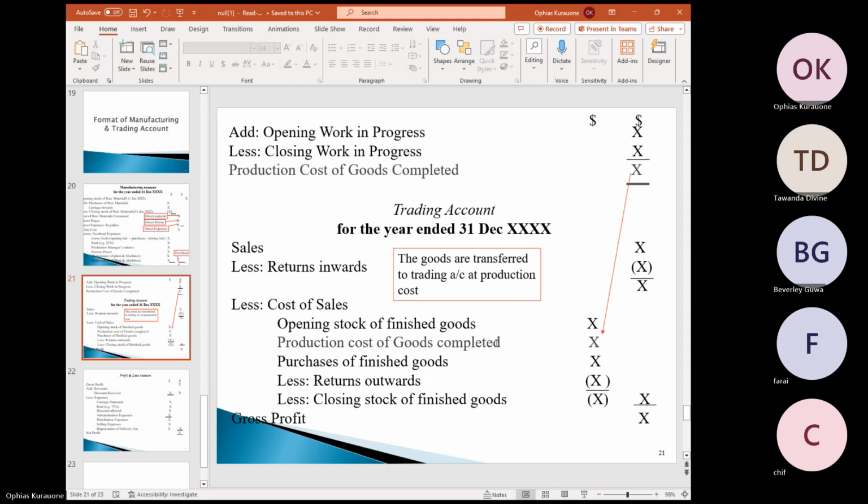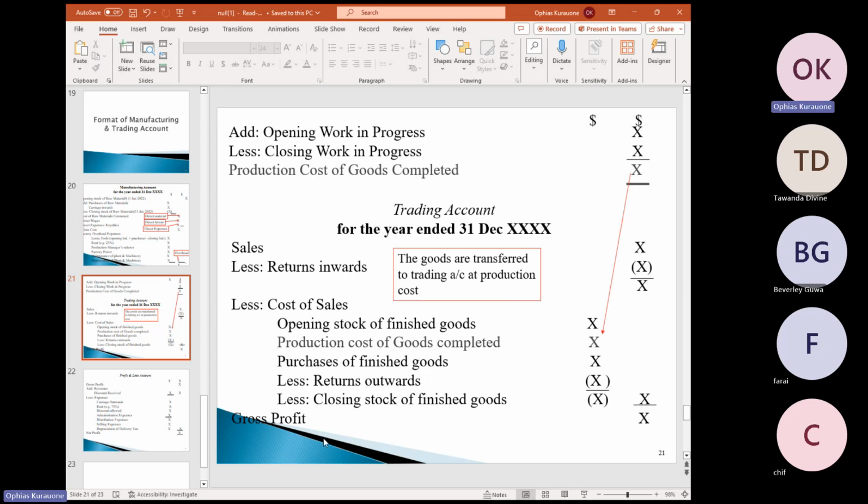So our opening stock of finished goods is added to production cost of goods completed, plus purchases of finished goods, less returns outwards, less closing stock of finished goods. Then we've got gross profit. We pick this figure from the manufacturing account, as we do in the normal trading profit and loss account. Returns inwards are when customers return our sales. Those are sales returns, those are purchase returns.